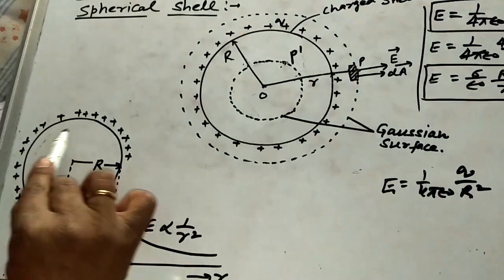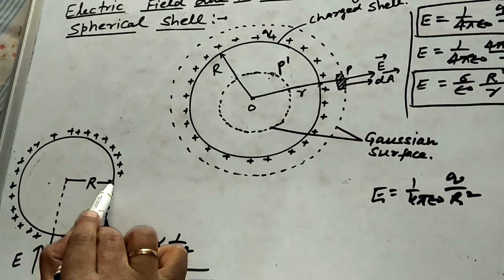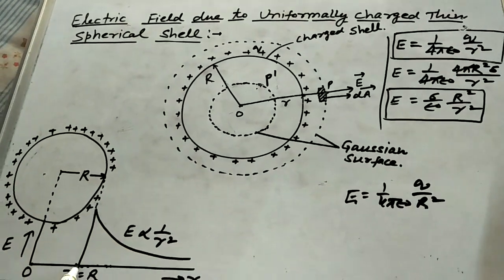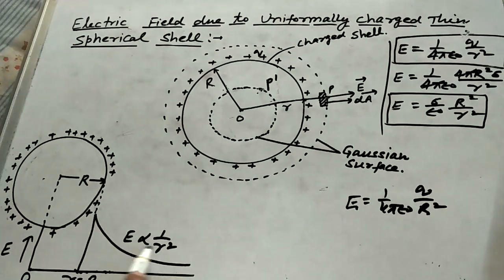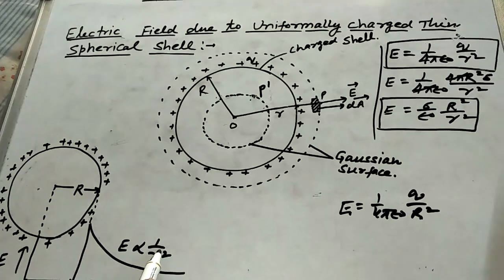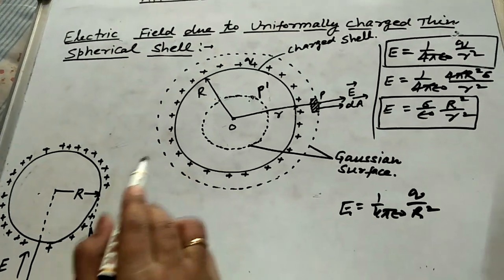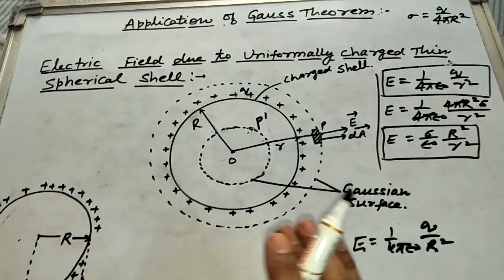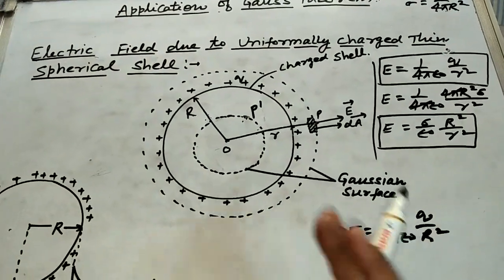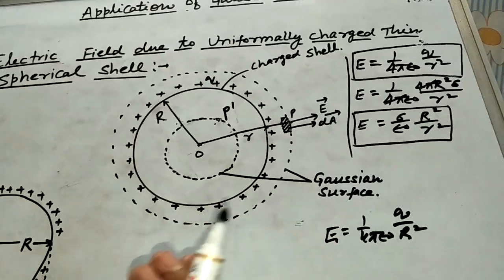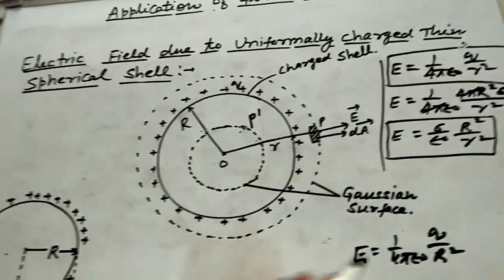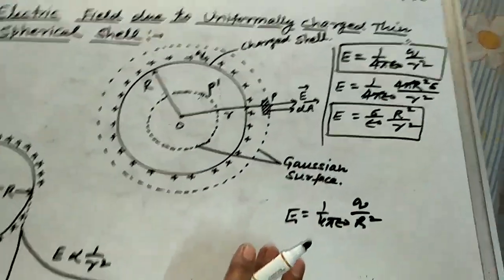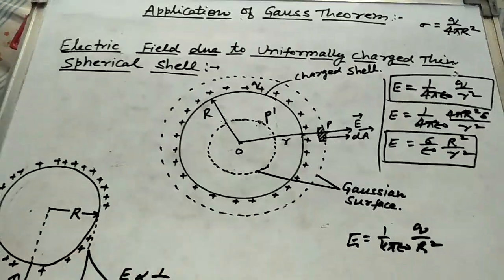So inside the cell electric field is 0. At the surface of the cell, electric field will be maximum, and beyond this cell, the electric field is inversely proportional to R square. So this is the expression for electric field due to a uniformly charged thin spherical cell at any point outside the cell, on the surface of the cell, and inside the cell. So dear student, once you go through all the derivation which I have given to you, and also look at the graph properly. Thank you.